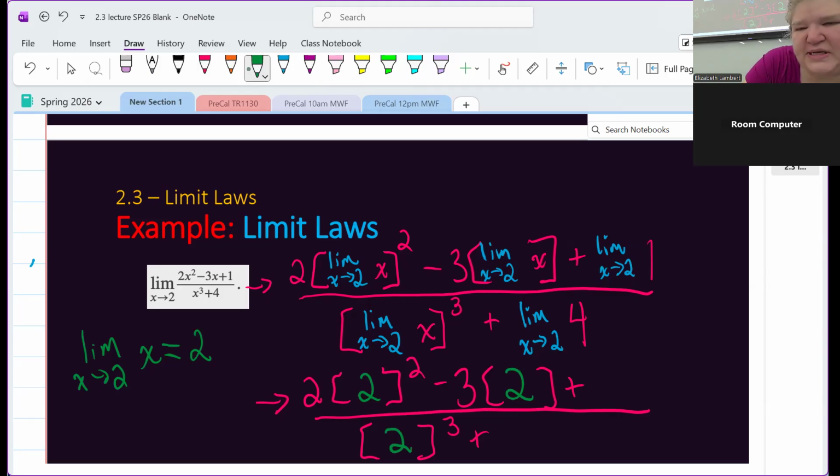Now the other two pieces are the limit of a constant. So the limit as x is getting closer and closer to 2 of the constant function 1. Well, whatever input we have, we always get a 1 as an output. So that is just the constant number itself. On the bottom, the limit as x approaches 2 of the number 4 is just 4. It's constant.